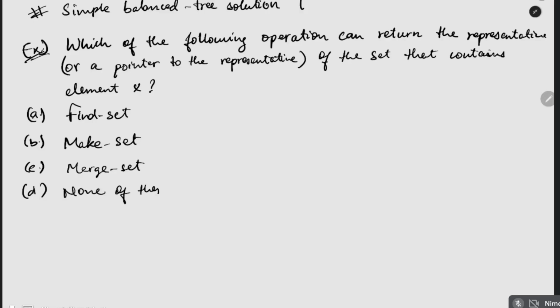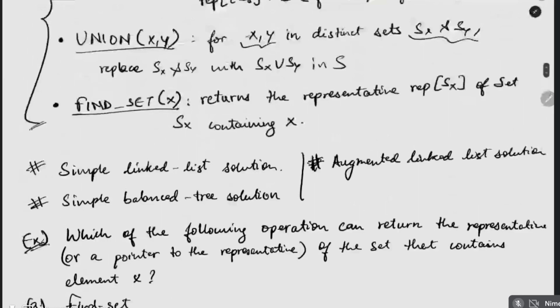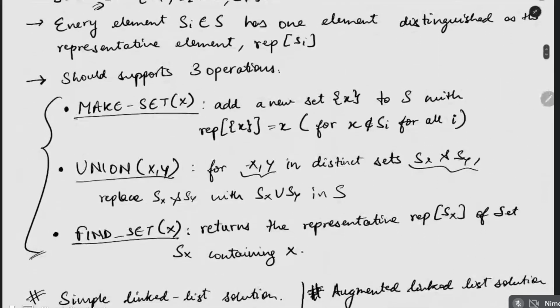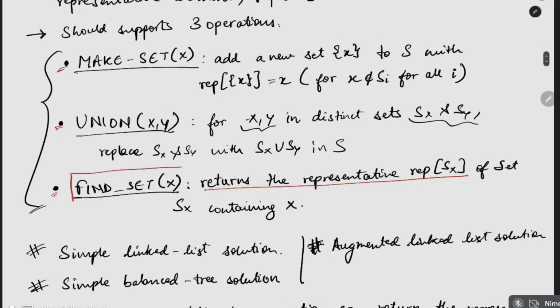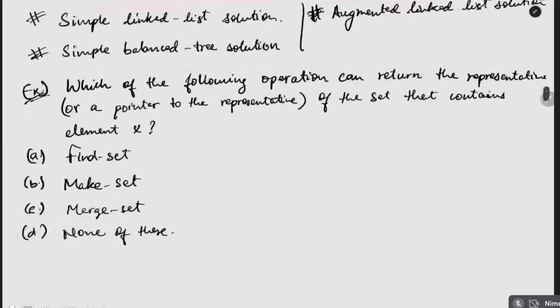Of course, because we have gone through the definitions of all three operations, this one becomes straightforward: the only operation that returns the representative, the value of the representative or a pointer to the representative depending on the implementation, is find set. So the solution is find set.